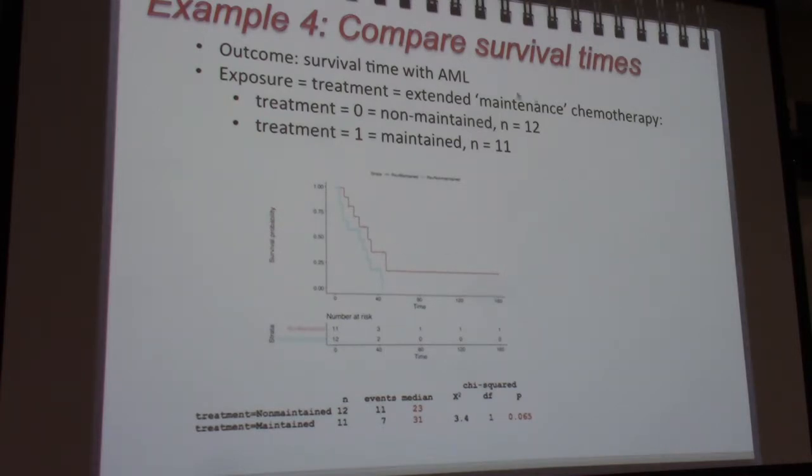So here's a very small study. Actually, this was one of the studies that Cox used in his 1972 paper. 23 patients with AML. One group got standard therapy. That was treatment equals 0, so they got treated and then stopped. The other group got extended therapy, so they got additional cycles of chemotherapy. And if this were a randomized study, and the groups were completely equal, all we're really interested in is comparing survival in the two groups, assuming everything else has been balanced by the randomization.